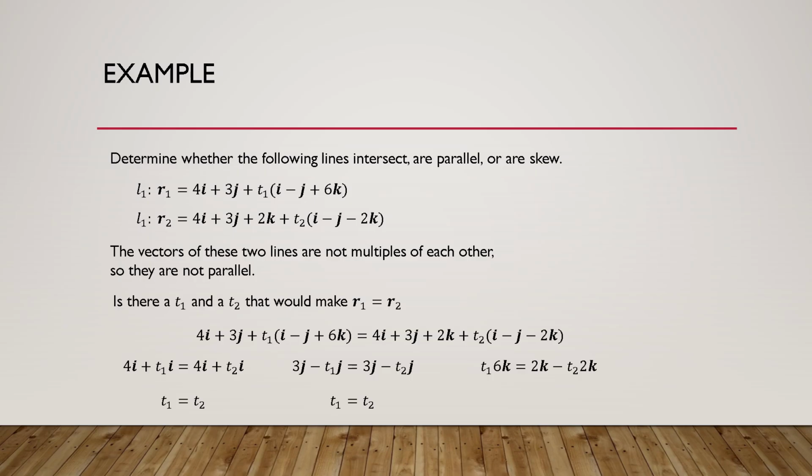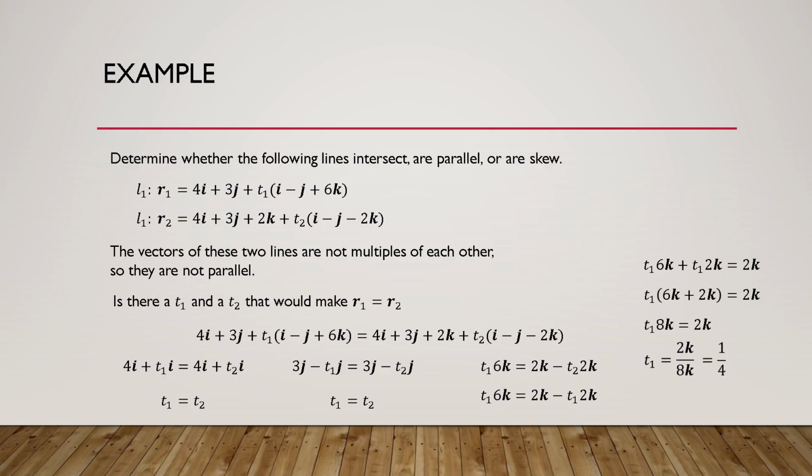From the other components of the vector, we determined that t sub 1 equals t sub 2. Therefore, we replace t sub 2 with t sub 1 to get t sub 1 times 6k equals 2k minus t sub 1 times 2k. Next, add t sub 1 times 2k to both sides of the equation. Then factor t sub 1 from the two terms on the left side. Add 6k to 2k to get t sub 1 times 8k equals 2k. Divide both sides by 8k to get t sub 1 equals 2k over 8k, or 1/4. This means that the two lines intersect when t sub 1 equals t sub 2 equals 1/4.